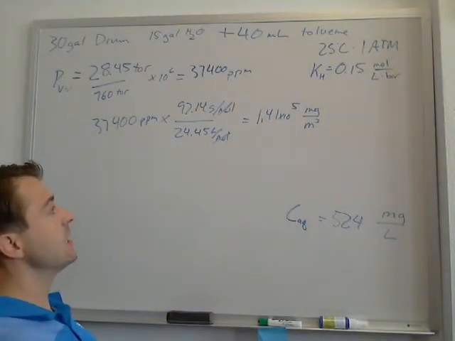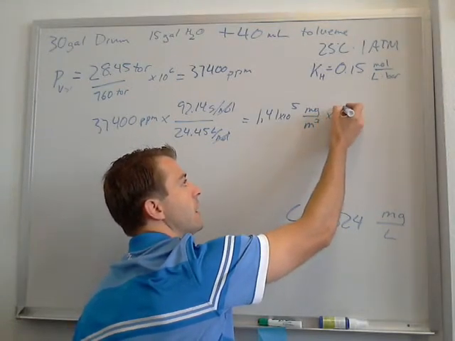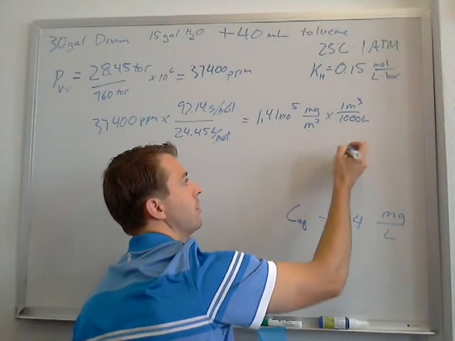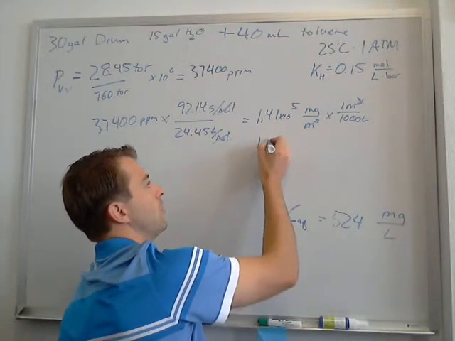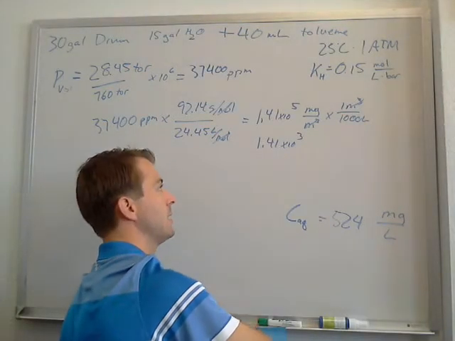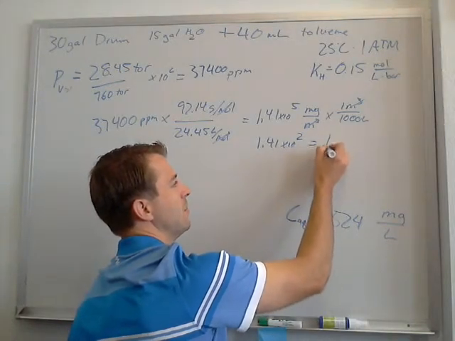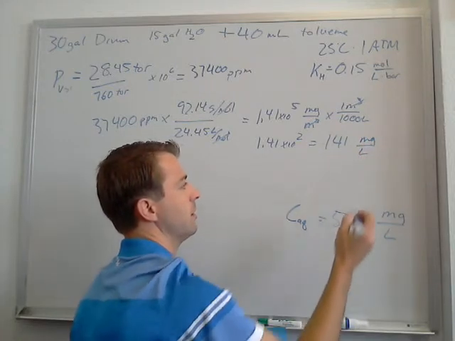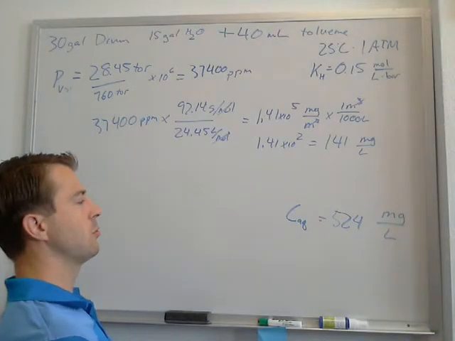So that's a lot. That's a high concentration, but we want it in milligrams per liter. So divide by 1 cubic meter per 1,000 liters. So just divide this by 1,000. That's 1.41 times 10 to the third. I'm sorry, 10 to the second. Take 3 away. 10 to the second, which is the same thing as 141 milligrams per liter. All right, so our concentration in the air is 141 milligrams per liter.